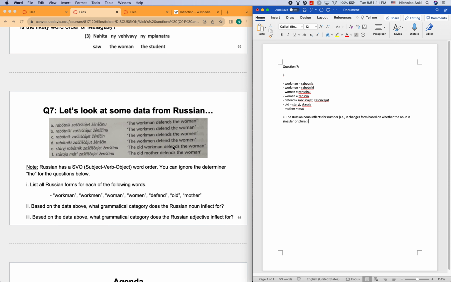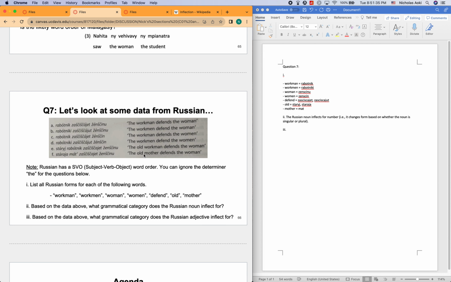And I said to ignore the word mother because we only have one instance of it in the data, but based on what we see, we would still expect mother to inflect for number anyway, following the other nouns. Let's go to number 3. Based on the data above, what category does the Russian adjective inflect for?